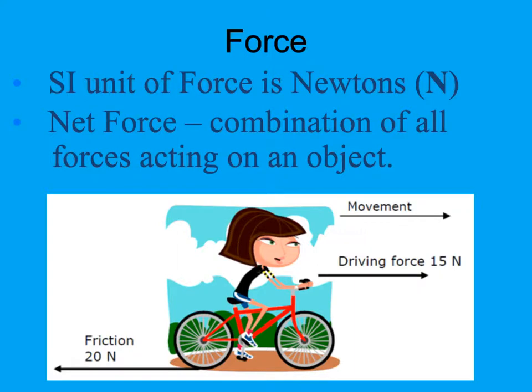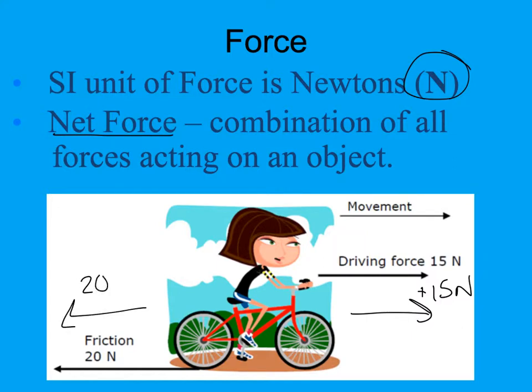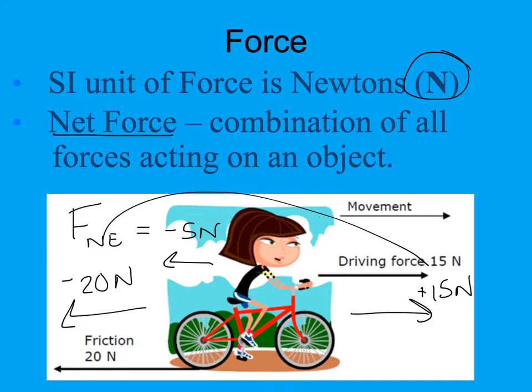If we look into force a little bit more, as you know already, we measure that in newtons, but a net force is really just a combination of all the forces acting on it. And the forces can cancel out. For example, in this picture down here, this young lady is riding her bicycle. She has a forward force of 15 newtons, so that's positive in my eyes, and a backwards frictional force of 20 newtons, which is negative in my eyes. If you add those both up, what's the overall force left over? Well, the overall force is negative 5 newtons, or 5 newtons backwards. So that becomes your net force, which we could designate as F net.